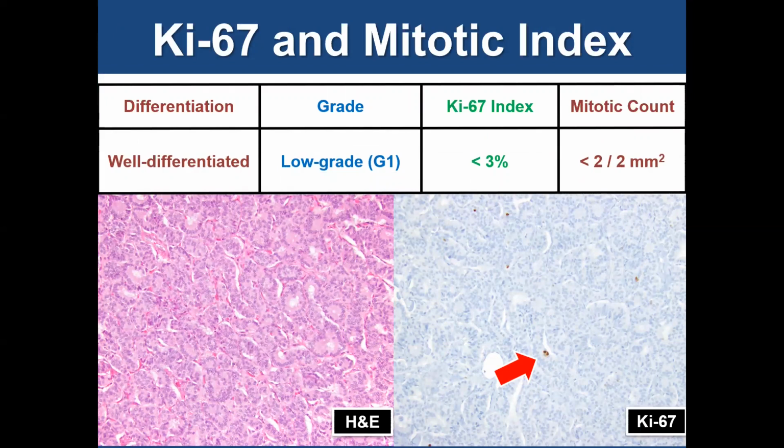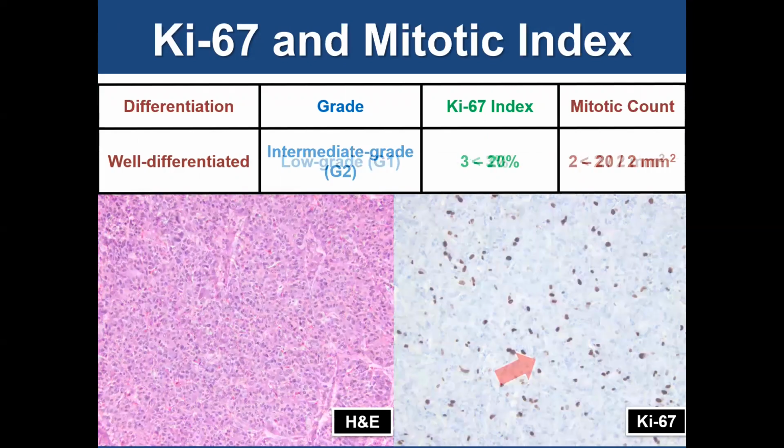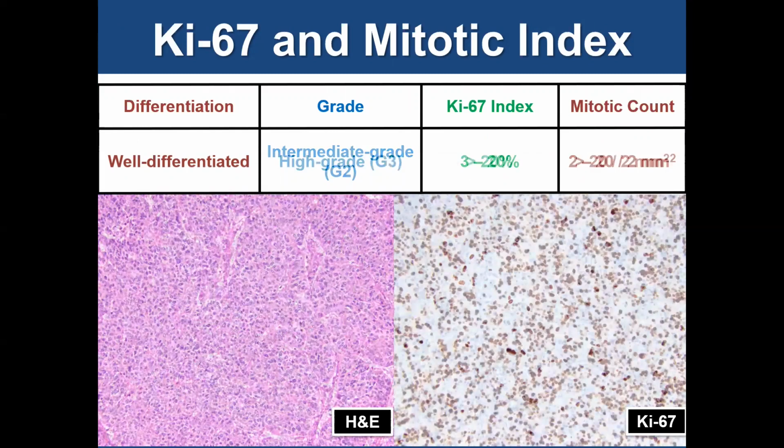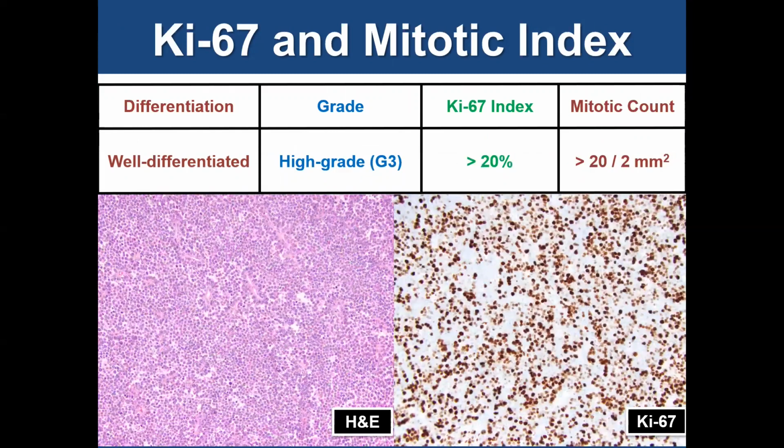This would be a grade 1 PNET, which is characterized by a Ki67 of less than 3% and a mitotic count of less than 2 per 2 millimeters squared. Grade 2 PNETs have a Ki67 index between 3 and 20%, or a mitotic count between 2 and 20 per 2 millimeters squared. And then grade 3 PNETs are classified based on Ki67 index greater than 20%, or mitotic count of greater than 20 per 2 millimeters squared.